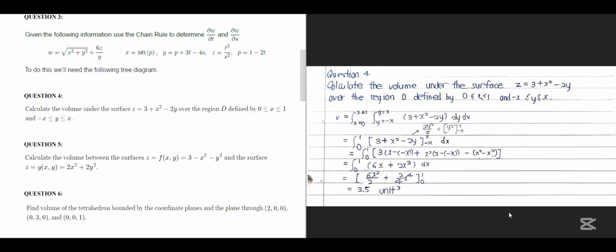Next, in question 4, the problem is to calculate the volume under the surface z equals 3 plus x squared minus 2y over the region D, defined by x from 0 to 1 and y from negative x to x. The solution is that the volume V can be calculated as the integral of 3 plus x squared minus 2y dy dx, for x from 0 to 1, for y from negative x to x. Then we integrate with respect to y, and then we integrate with respect to x, and we will get the answer 3.5 unit cube.